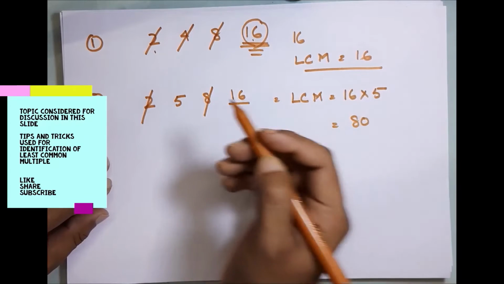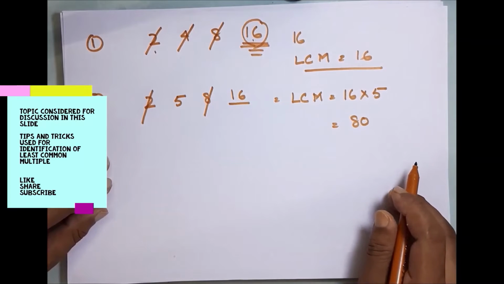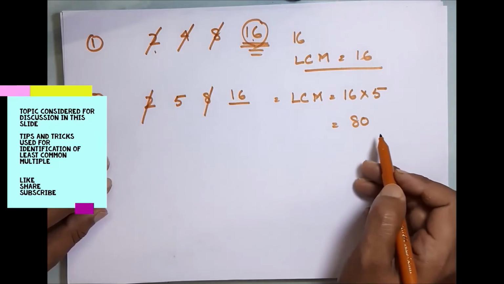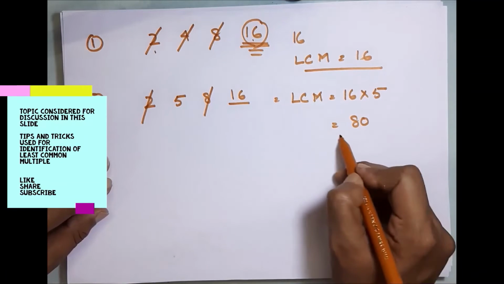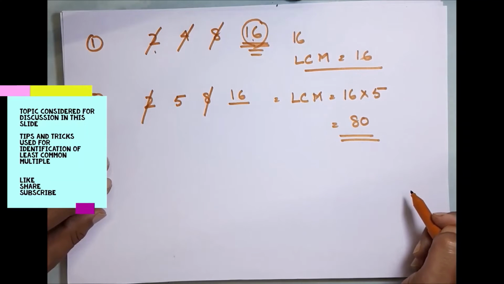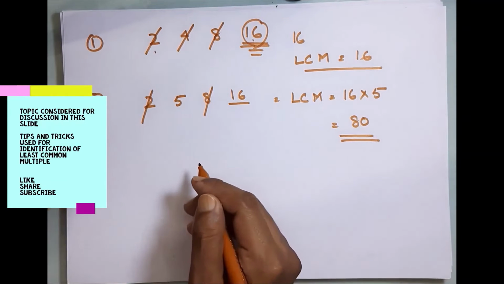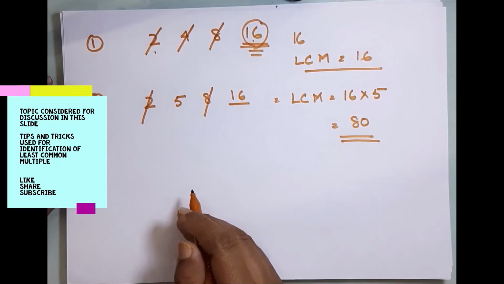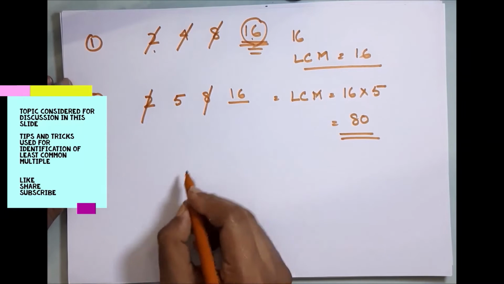So 80 is the LCM for 2, 5, 8 and 16, and you can try it out in your rough copy that 80 is divisible by all these four numbers, and if you follow the legacy process you will get 80 as the answer. Let us take another example and find out whether we'll be able to solve it using some tricks or not. So here is your third point.